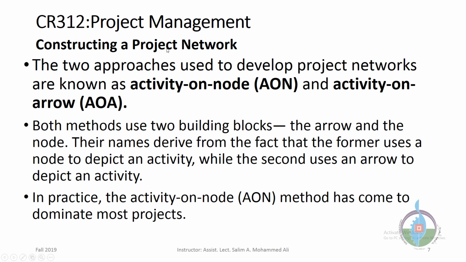To construct a project network, we have 2 approaches to develop project networks. One is activity on node. We will discuss this in this term. And the other type is activity on arrow. We will leave that for reading purposes only. You will find out more about it in the next book. Both methods use 2 building blocks, the arrow and the node. Their names derive from the fact that the former uses a node to depict an activity, while the second uses an arrow to depict an activity.